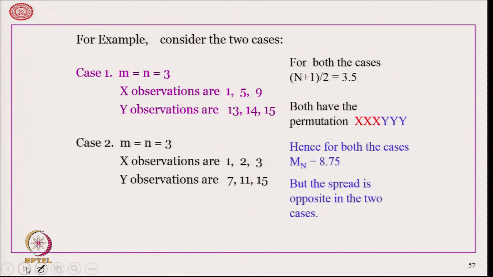So, for both the cases, the mean rank is going to be n plus 1 by 2, as we have calculated. Both have the permutation x, x, x, y, y, y. Hence, for both the cases, the value of Mn is coming out to be 8.75. This we have already seen in our table. But if we look at that, we can see that in the first case, x has much wider spread, but in the second case, y has much wider spread, but that we cannot detect using this test. This is because x and y are not at all mingled here. We have got the x observations on the left side and y observations on the right side.